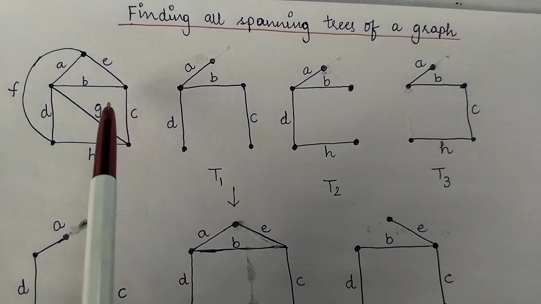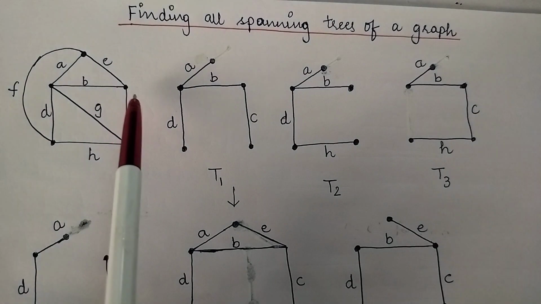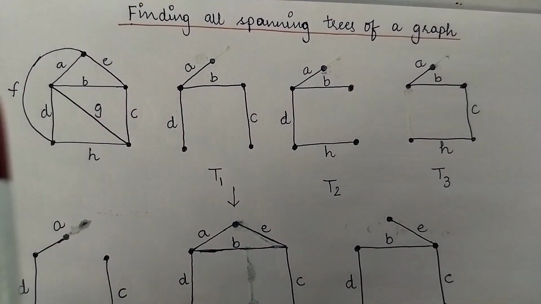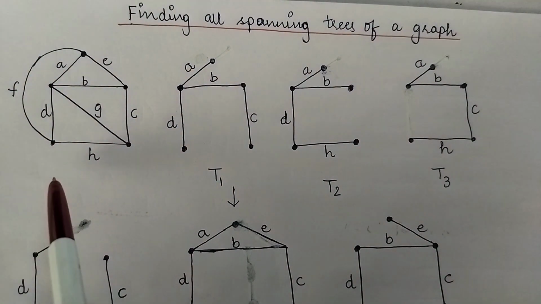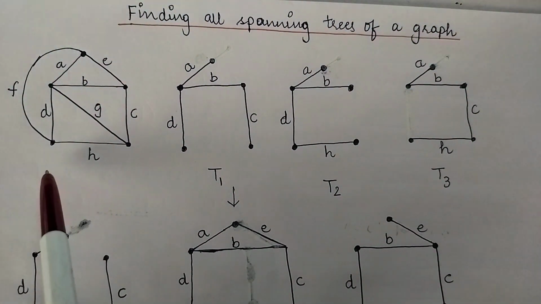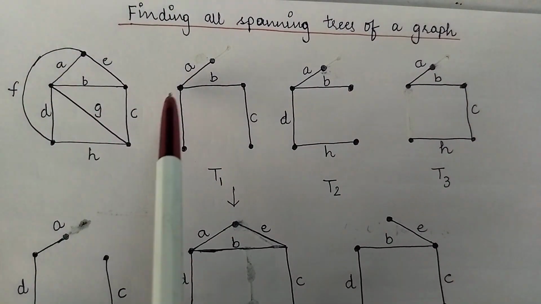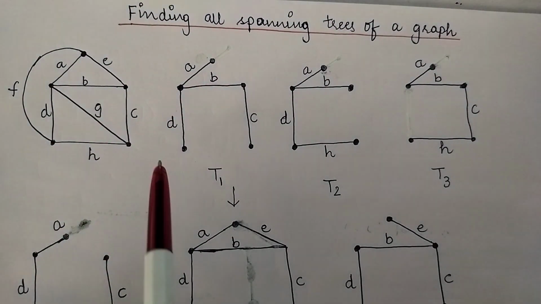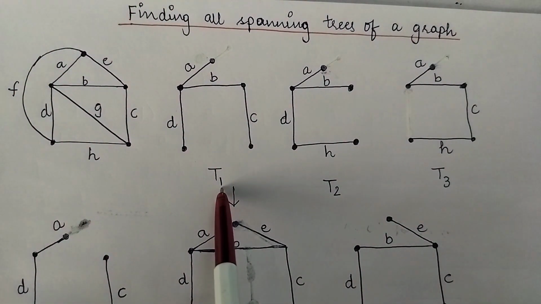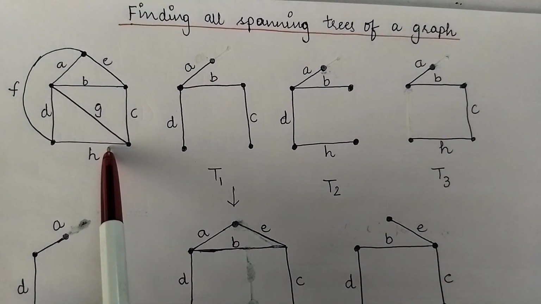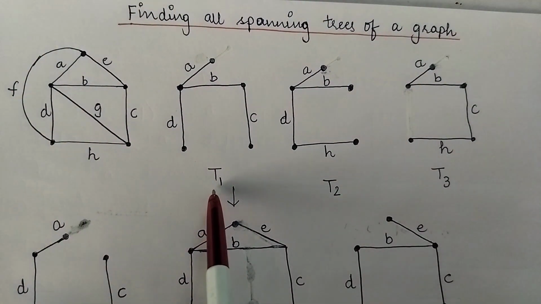You remove one edge and check if there is a circuit. If there is, remove another edge, then check again. If there is still a circuit, remove another edge. If yes, remove the other edge also. Now if the graph is circuitless, you found your first spanning tree. This spanning tree generated from this connected graph, we name it T1.